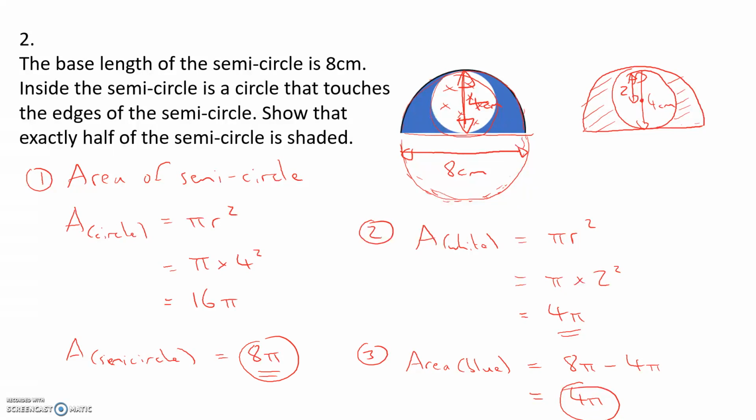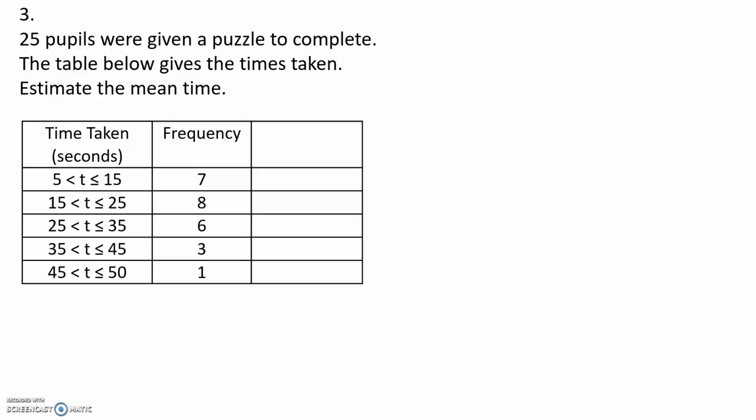So what fraction is shaded? Well, we've got 4 pi out of 8 pi. You could just look at those numbers and say that, well, 4 pi is obviously half of 8 pi. If you wrote that as a sentence, it'd be fine. As a fraction, 4 pi over 8 pi, pi's cancel, 4 over 8 is the same as a half. Okay, so the fraction of the semicircle that's shaded is 1/2. Proved. Done.